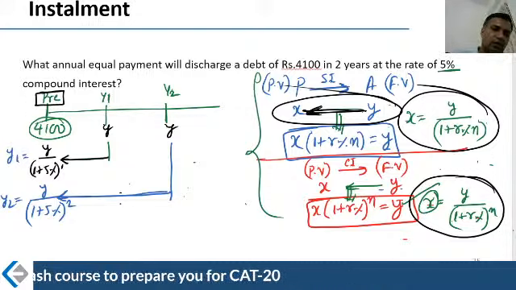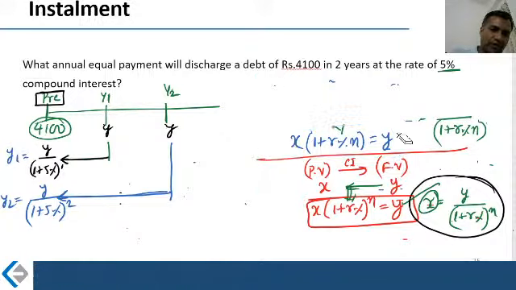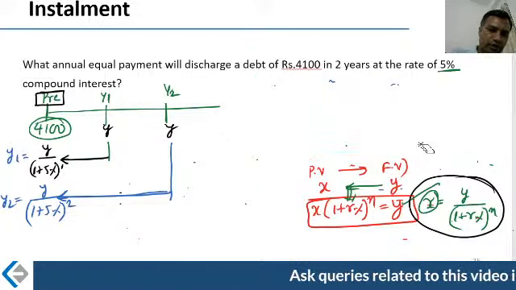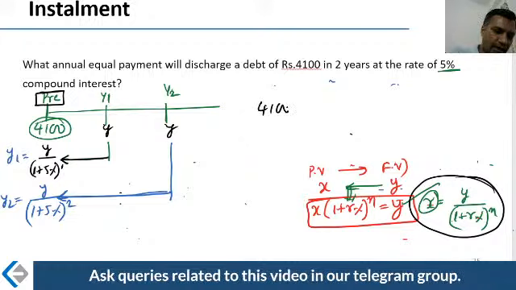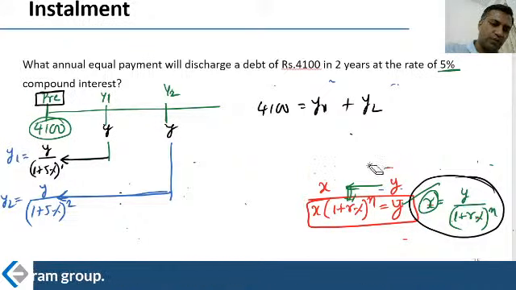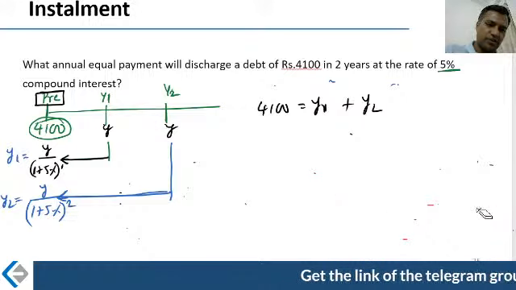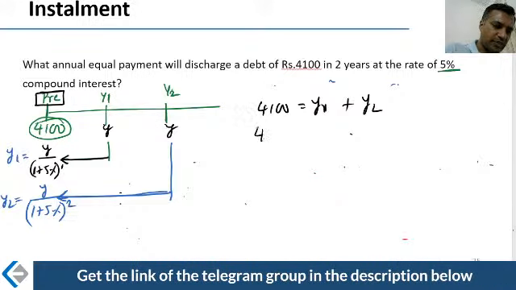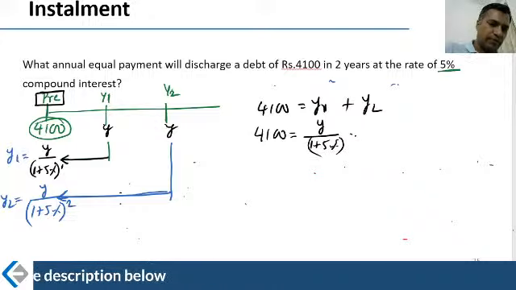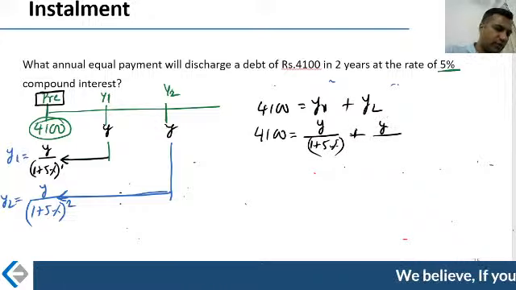You are now trying to say that 4100 is nothing but Y1 plus Y2, because the present values are Y1 and Y2. For this, 4100 should be equivalent to Y1 plus Y2. What was this Y1? Substitute in terms of Y. Therefore you are saying 4100 is nothing but Y divided by 1 plus 5%, plus Y divided by, what is Y2 here, guys?